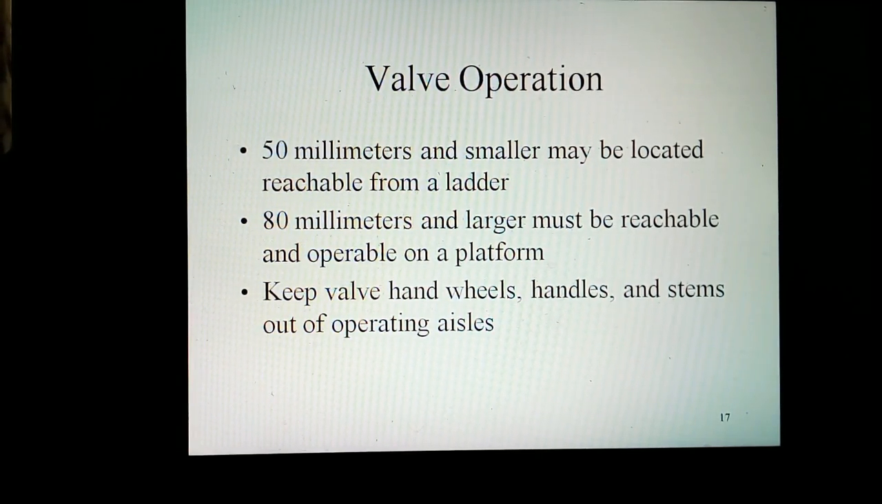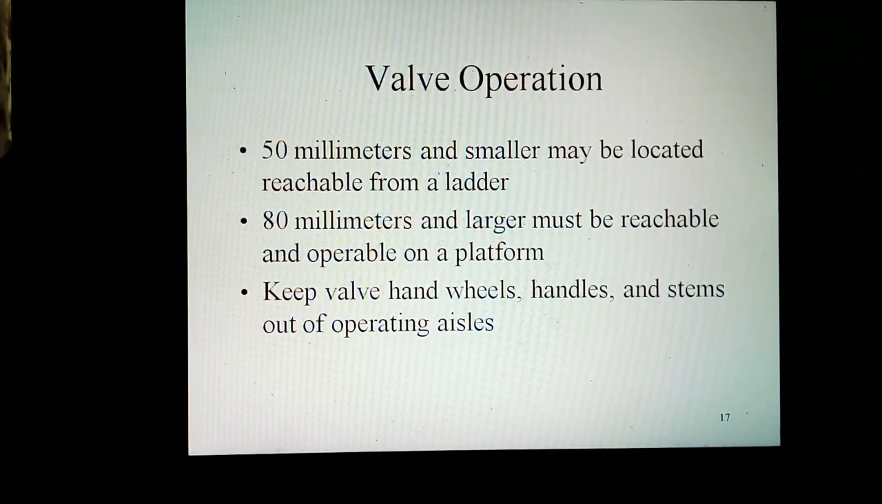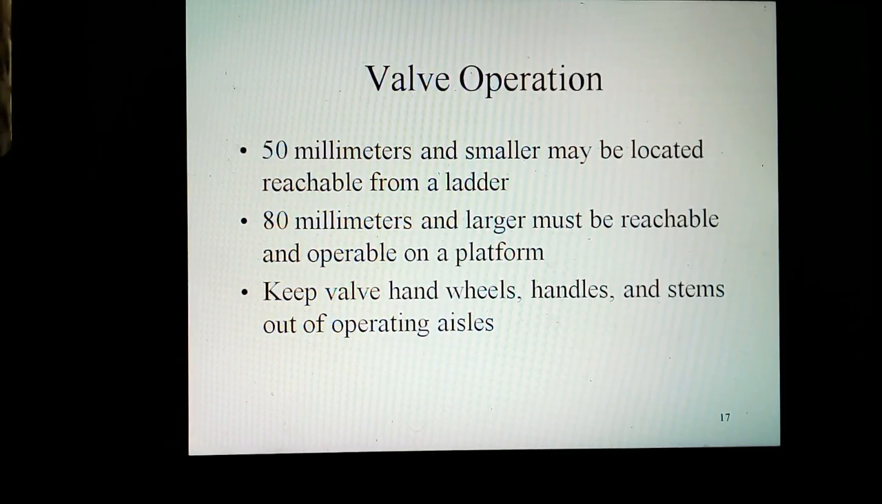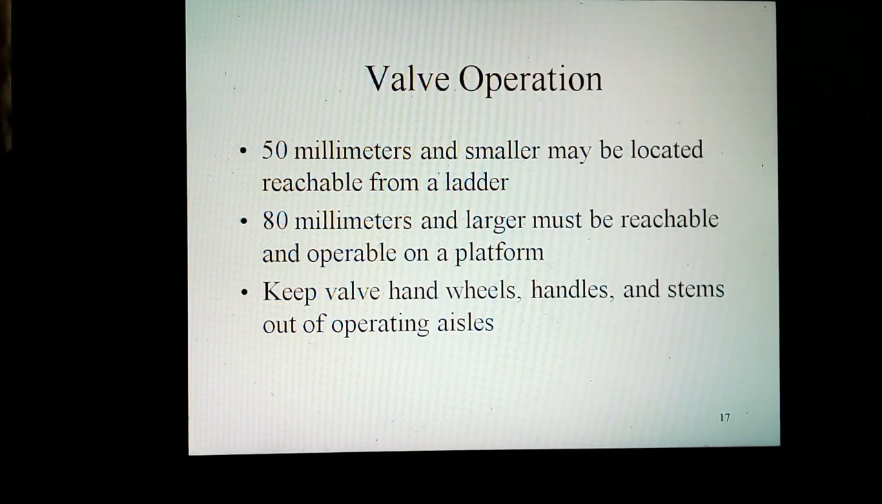Where this is not practical, elevate the valve to 6 feet 6 inches plus or minus 3 inches clear from high point of finished surface to bottom of hand wheel. Clearance between the outside of hand wheel and any obstruction should be 3 inches or 80 millimeters.